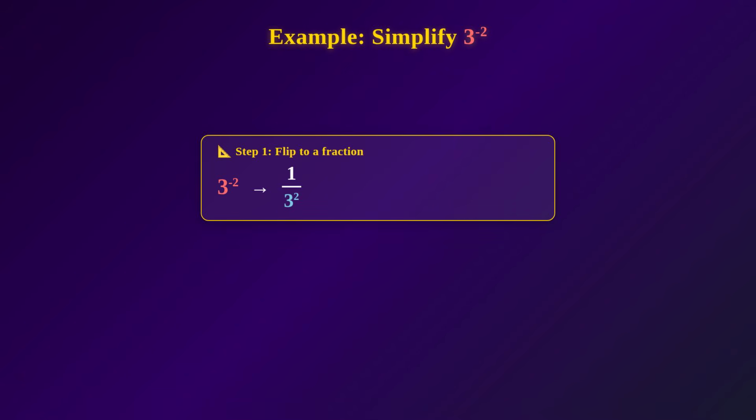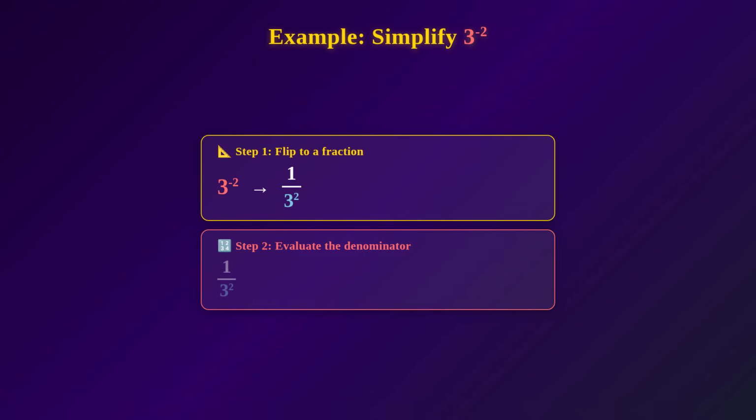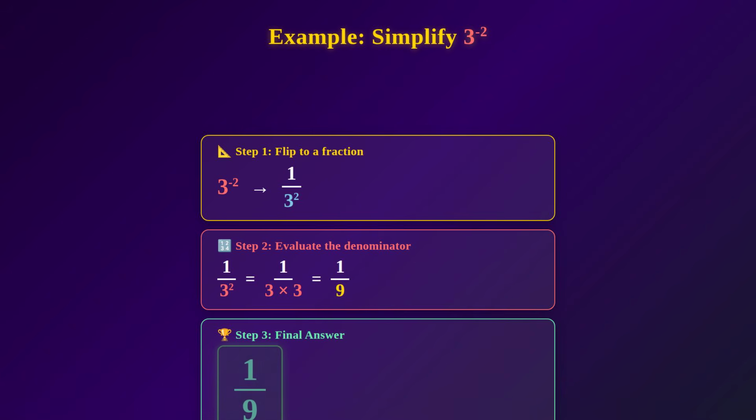We have 3 to the -2. Step 1, the negative exponent means we flip it to a fraction. 3 to the -2 becomes 1 over 3 to the +2. Step 2, calculate the denominator. 3 to the 2nd power is 3 times 3, which equals 9.